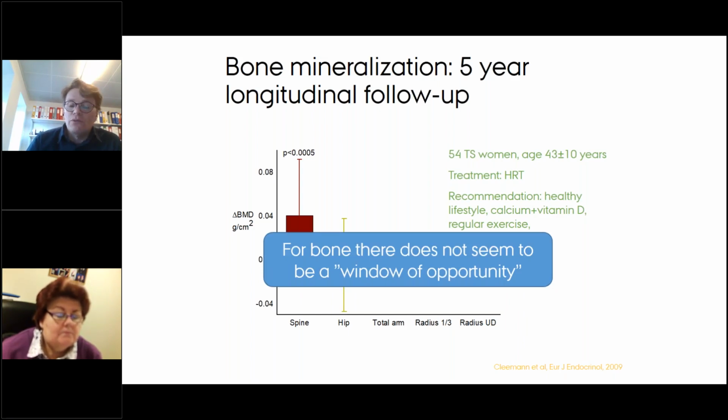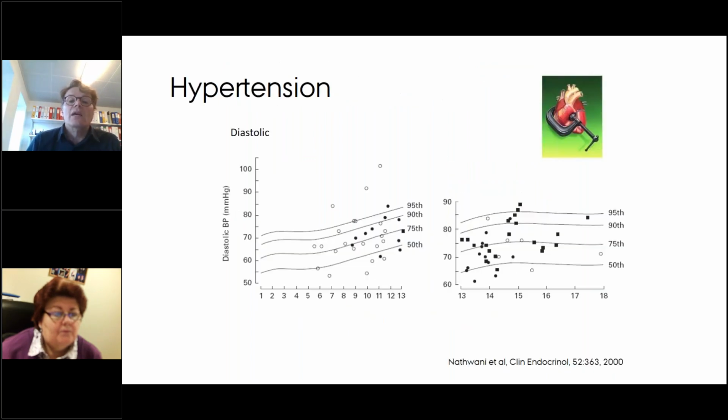And we concluded that for bone, there doesn't seem to be a window of opportunity, meaning that you don't necessarily have to start treatment as early as possible, although we of course recommend that. But even if you improve treatment later on, you can still win a lot when it comes to bone.